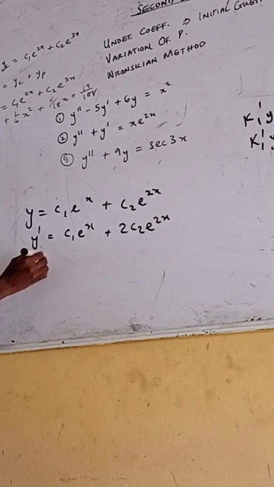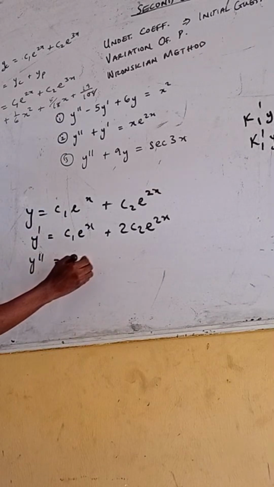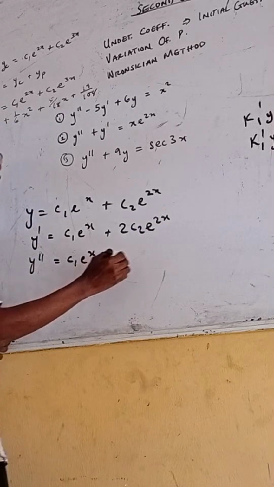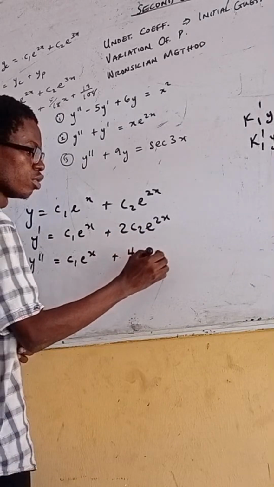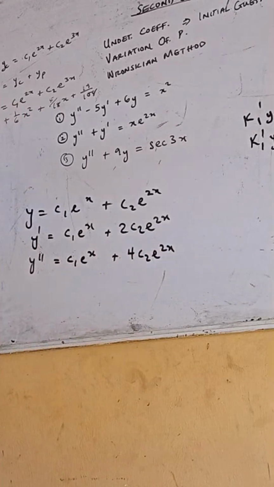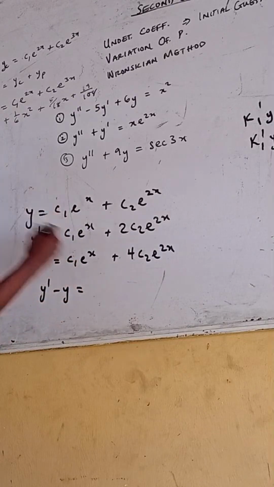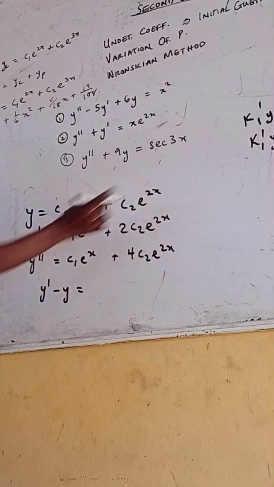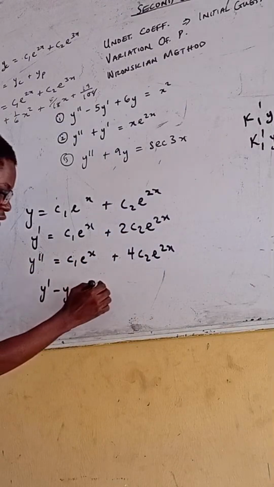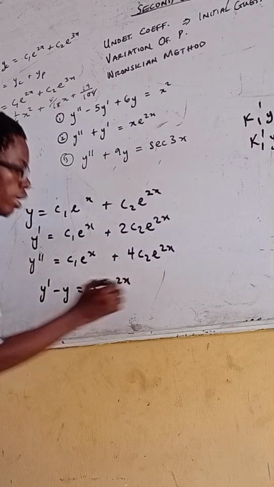Y double prime, because there are two constants, we are differentiating twice. Y double prime equals what? C1 e raised to power x, right? Plus 4c2 e raised to power 2x. So the point is about eliminating constants. Subtract, you see that c1 e raised to power x will go. So y prime minus y equals, this one will go, this minus this, 2c2 minus c2 is just c2 e raised to power 2x.